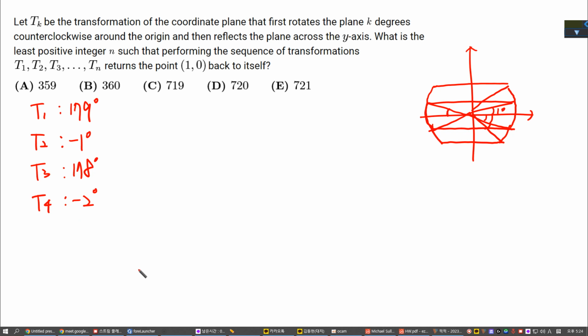So when this pattern continues, what will be the number for t when the degree is minus 179 degrees? Because we are multiplying by 2 here, that's 358.